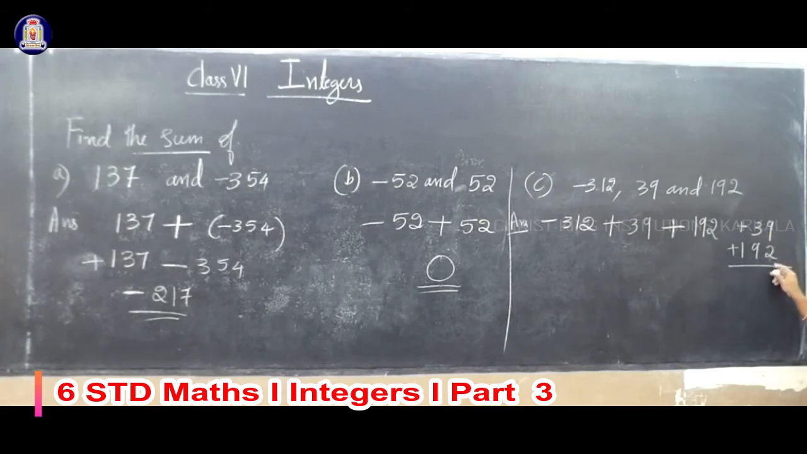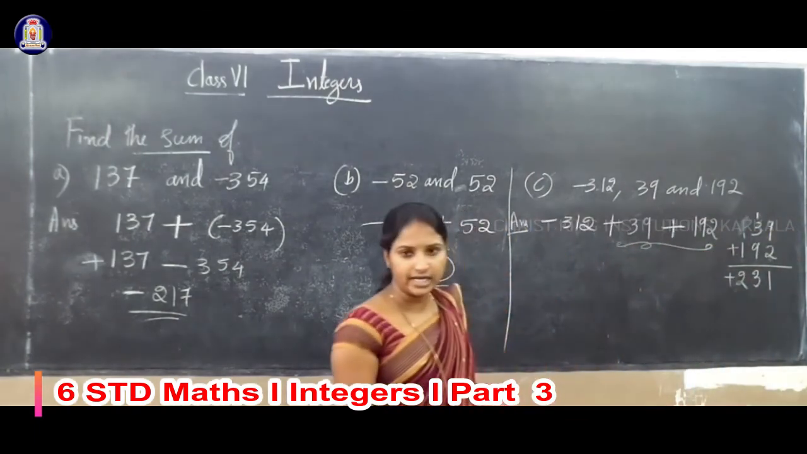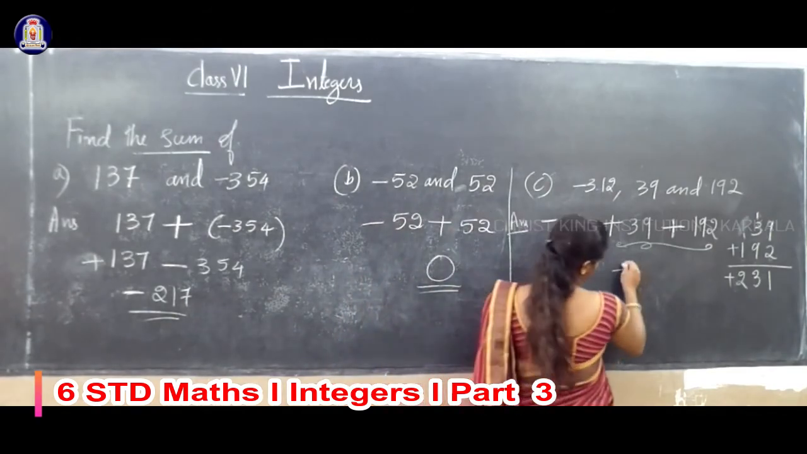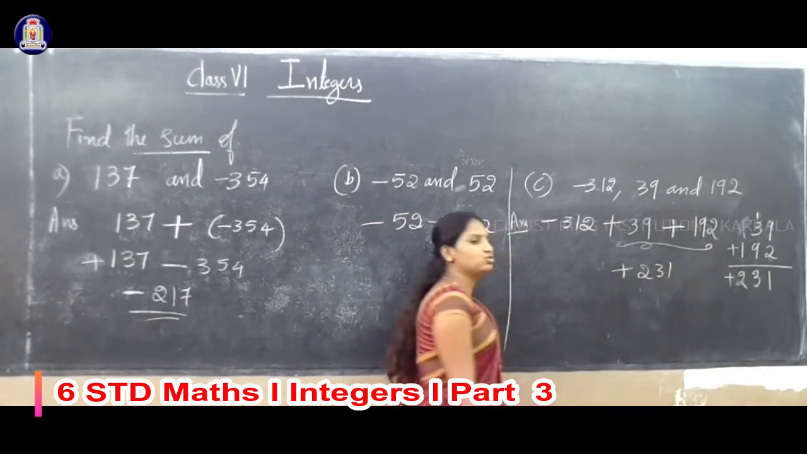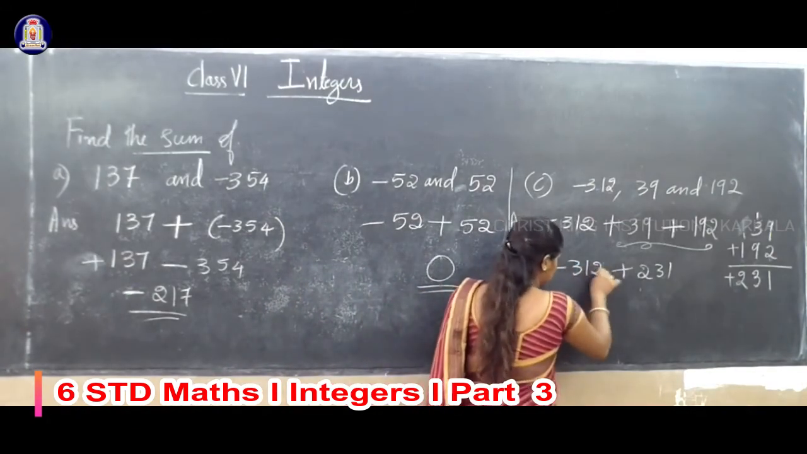What is 9 plus 2? 11. So 1 remaining, add here. So 1 plus 9, 10. 10 plus 3 is 13. So again 1 remaining, right? So add it in the next step. So we will get 231. Clear? The greater number is 192. That sign is plus. Clear? So the answer of 39 and 192 is plus 231. Clear? Plus 231.